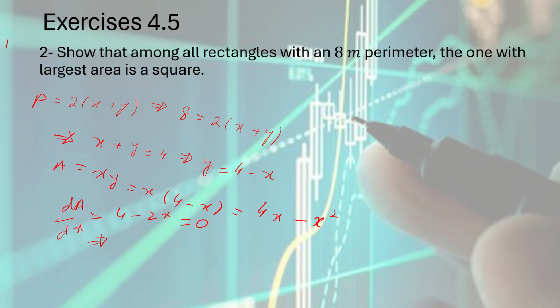4 minus 2x equal to 0 gives you x equal to 2. Now if x is 2, what about y? We see that y is equal to 4 minus x, and putting the value of x, which is equal to 2, we have 4 minus 2, that is equal to 2 as well. So x is 2 and y is 2, x is equal to y equal to 2.